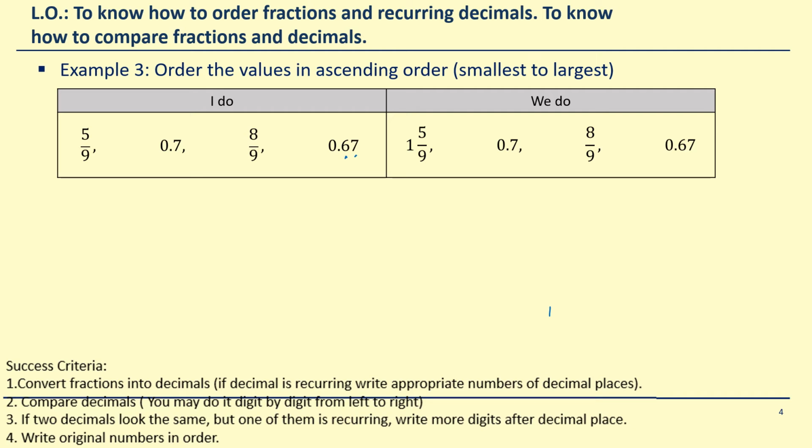Okay. So have a look at the other success criteria. Compare decimals digit by digit from left to right. And then if 2 decimals look the same, we might want to put one more digit after the decimal point, just to make sure that we've got it right. Okay, and then make sure that we write original numbers in order. So we don't put the decimals in order, we put the original values in order. Okay, so step 1, convert fractions into decimals.